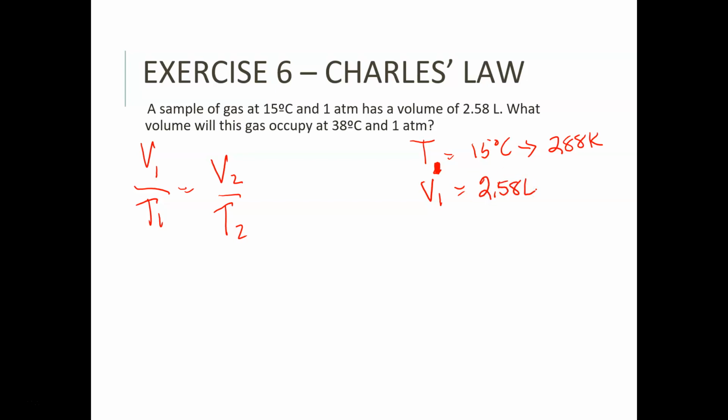And we're not going to have to do anything with pressure. We know that the pressure is the same. It's 1 atmosphere and 1 atmosphere, so we don't have to consider pressure. Pressure is constant. But we do know that T2 is 38 degrees Celsius. So we know that that is 311 Kelvin, and we don't know V2. That's what we're looking for. We're solving for V2.